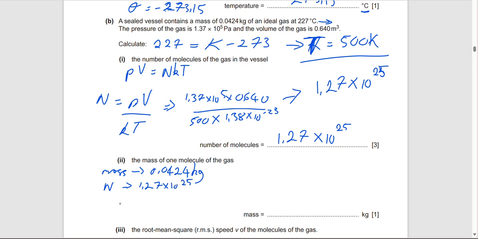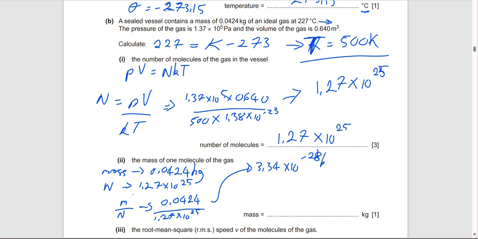And we want mass per molecule, so we just divide that, right? The mass of one molecule, mass per molecule, is 0.0424 divided by 1.27 by 10 to the 25. And we have our answer in 3 significant figures. Since our data is in 3 significant figures, 3.34 by 10 to the negative 28 kgs. And then we just plug that in.